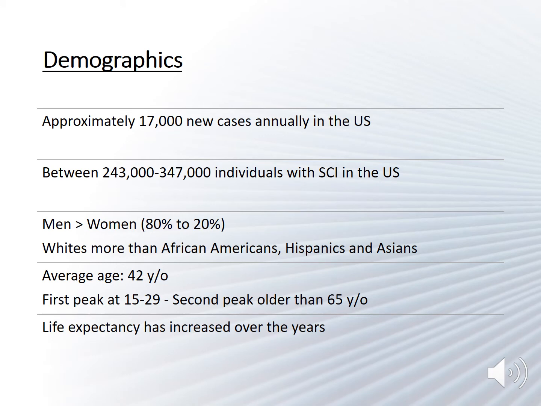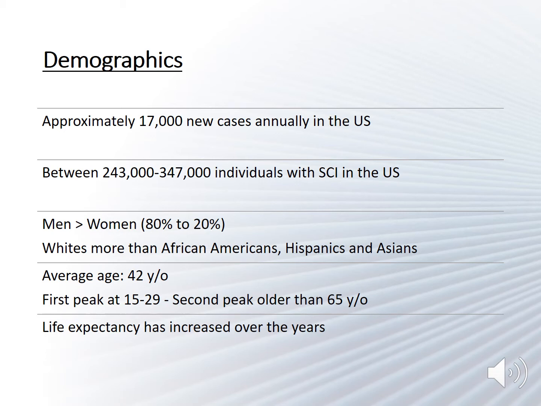Some demographics to have in mind when thinking of spinal cord injury: there are approximately 17,000 new cases annually in the United States. There are between 243,000 to 347,000 individuals with spinal cord injury in the United States. Men are more affected than women, with a ratio of 80% men to 20% women. Whites, more than African Americans, Hispanics, and Asians, are affected.